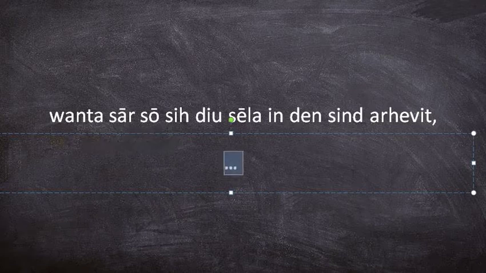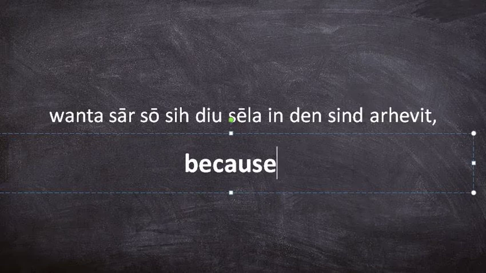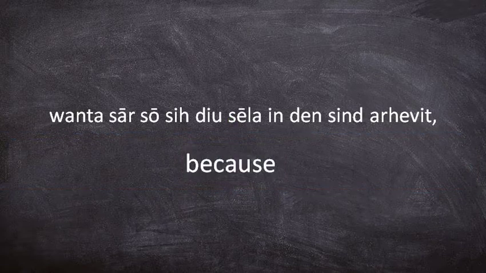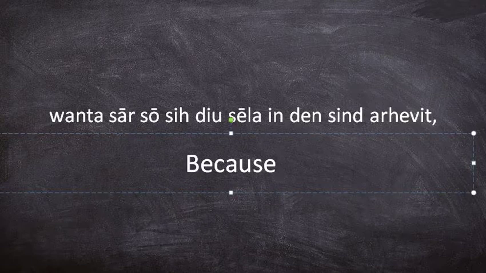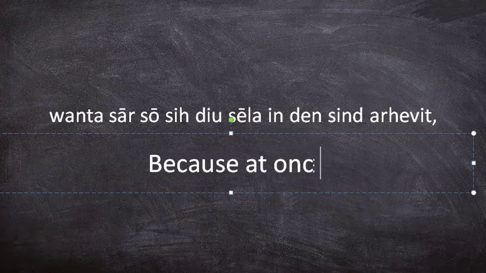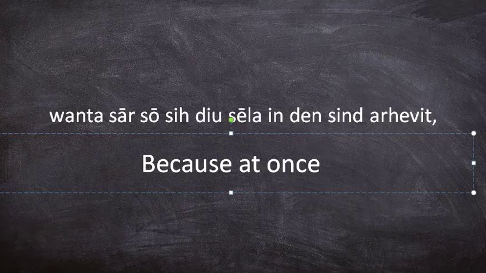So anyway, let's make this a little bigger so we can see what we're doing. Okay, because. Whoa, it's in bold. How do I undo that? Oh, there we go. Because now, sar in Old English can mean at once or immediately. So you can say because at once so, and so it means the same thing, so or thus, if you will.